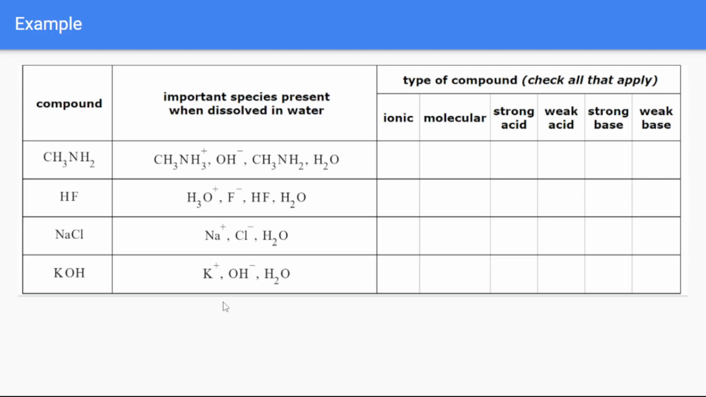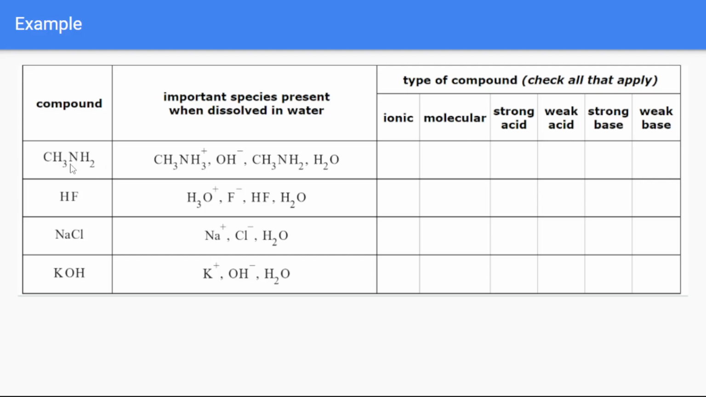So we'll get examples like this where you see a compound. What you're going to do is determine if it's ionic, molecular, strong acid, strong base, weak acid, weak base. And we look at our indicators. So indicator number 1, we see hydroxide. That's an indicator that it's a base. Is it strong or weak? Well, let's see, did we get complete dissociation? No, we still have some of our original compound. So that's going to be a weak base.